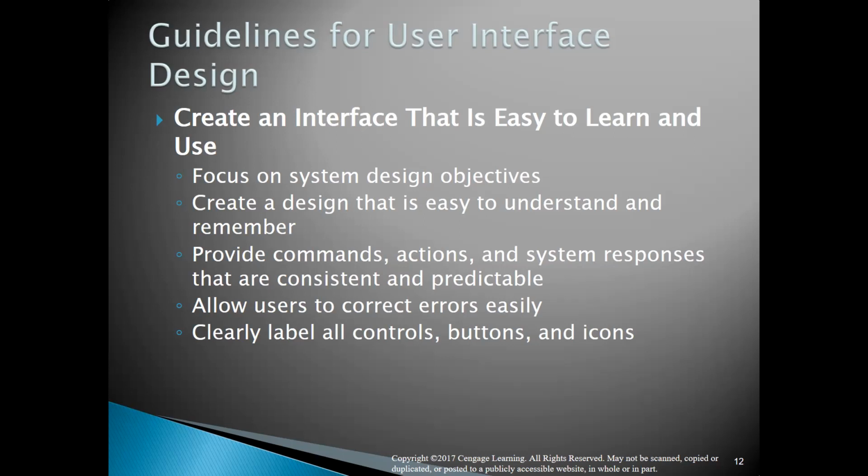Focus on the system design objectives. Create a design that is easy to understand and remember. Provide commands, actions, and system responses that are consistent and predictable. Allow users to correct errors easily. Clearly label all controls, buttons, and icons. So these are some of the things that you need to ensure when you're creating an interface.